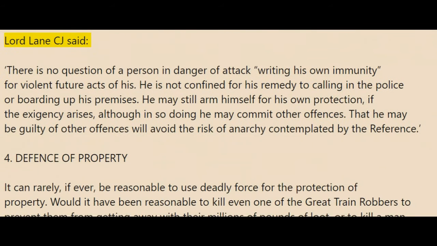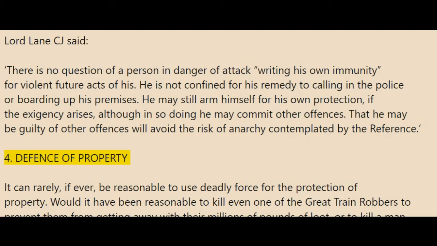Lord Lane C.J. said, "There is no question of a person in danger of attack writing his own immunity for violent future acts of his. He is not confined for his remedy to calling in the police or boarding up his premises. He may still arm himself for his own protection, if the exigency arises, although in so doing he may commit other offenses. That he may be guilty of other offenses will avoid the risk of anarchy contemplated by the reference."